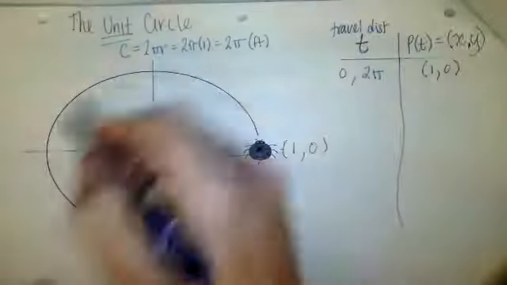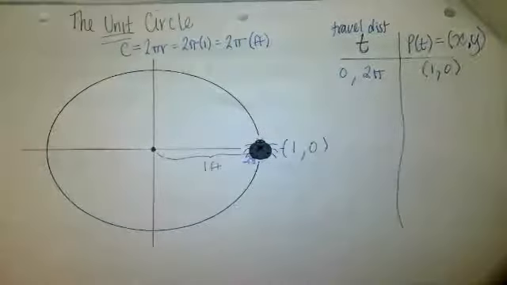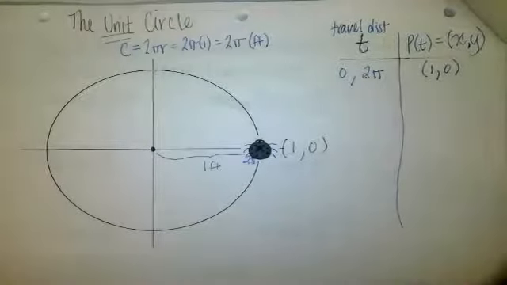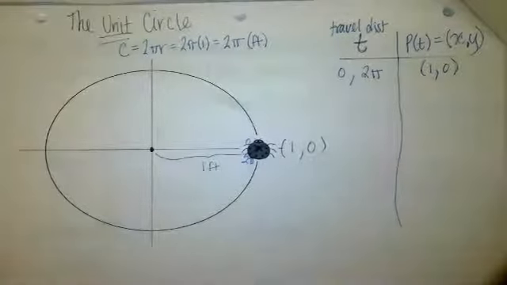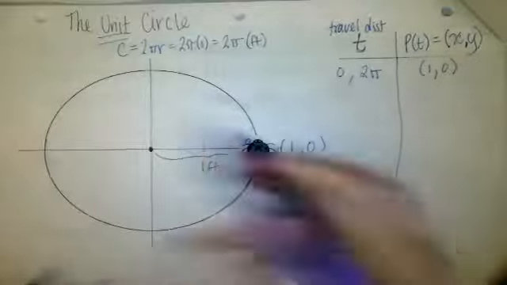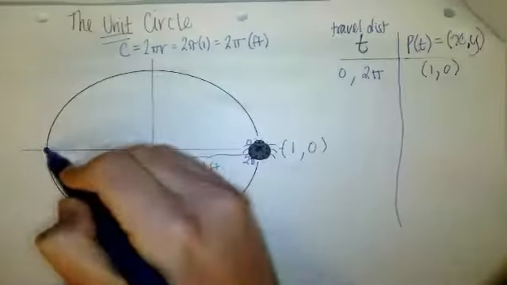So she's going 2 pi feet, gets all the way around and lands at 1, 0, but also 0 feet, she's still there. Okay, let's see. I want her to be able to land right here. How far does she travel to get to here?